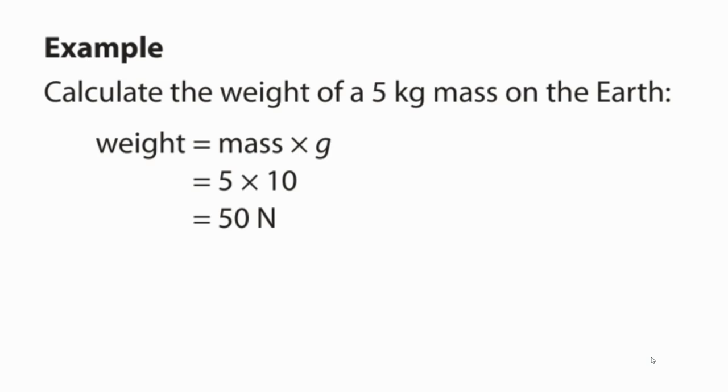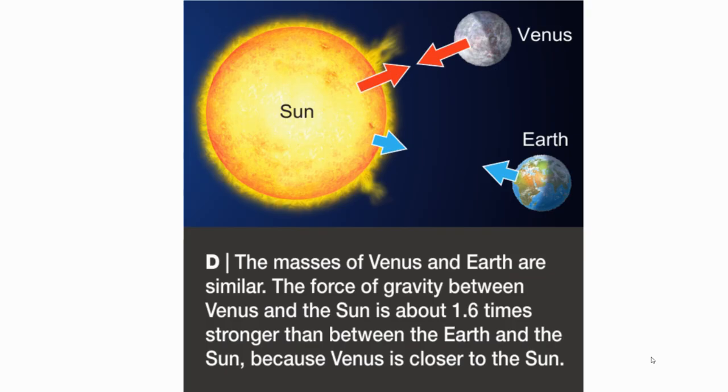10 newtons per kilogram. Therefore, to work out the weight of an object, you simply times its mass in kilograms by 10. So in this example, if an object had a mass of 5 kilograms, times it by 10, it means that the force of gravity acting on that object due to Earth's gravity is 50 newtons. We call this an object's weight.